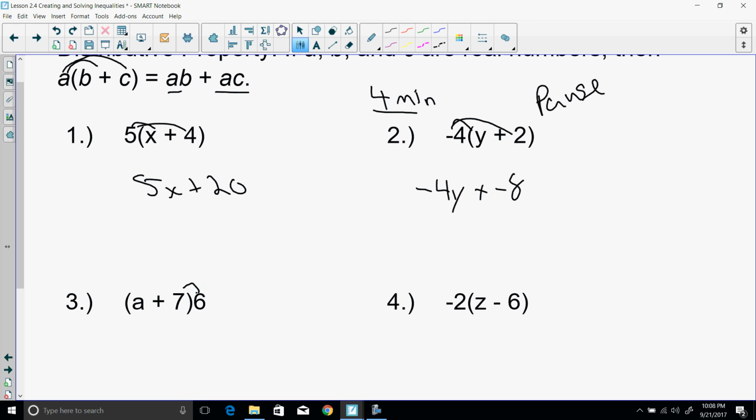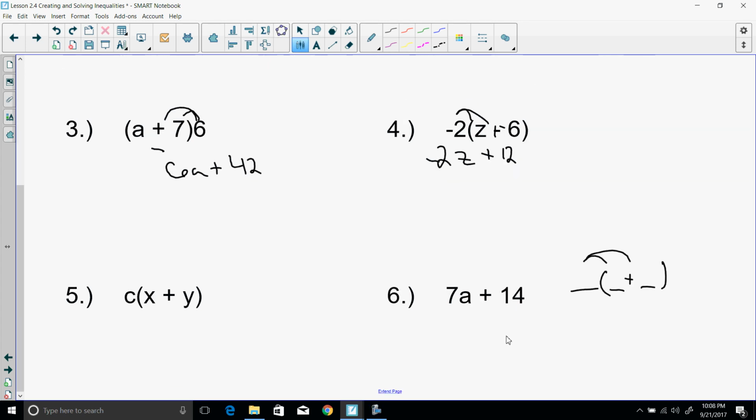This is 6 times 7 and 6 times a, and I can write it in any order I want because it's addition, so I can have 6a plus 6 times 7 is 42. I can write a different order, it doesn't matter. This one is negative 2z, and then a negative times a negative, remember we can add the opposite here, negative times a negative is positive 12. Scrolling down to the bottom ones, now I don't have any numbers at all, but I can still multiply anything I want. This is c times x plus c times y.